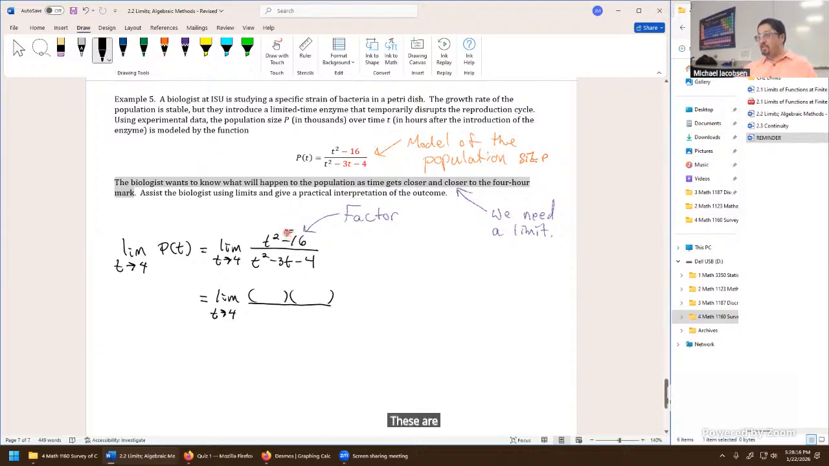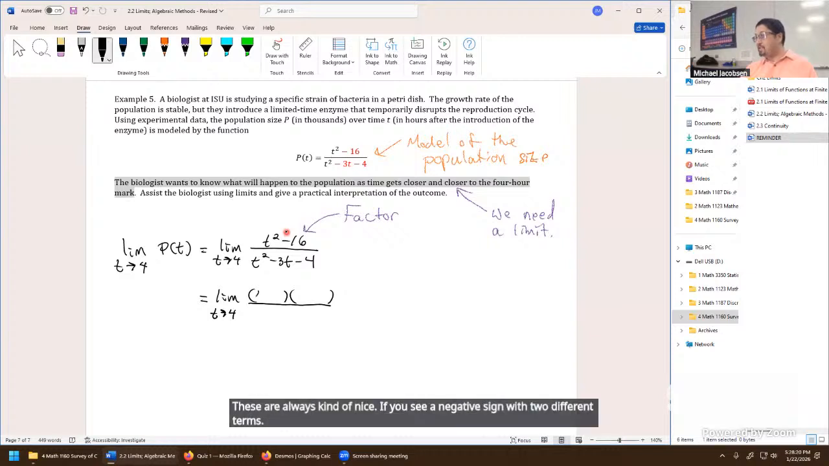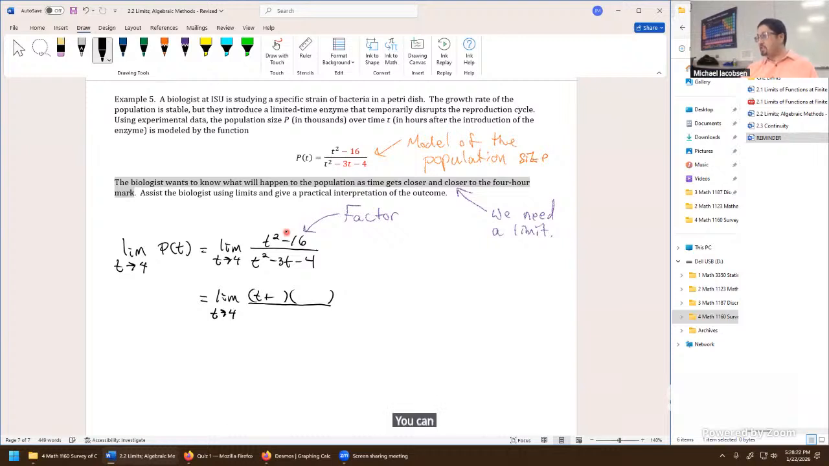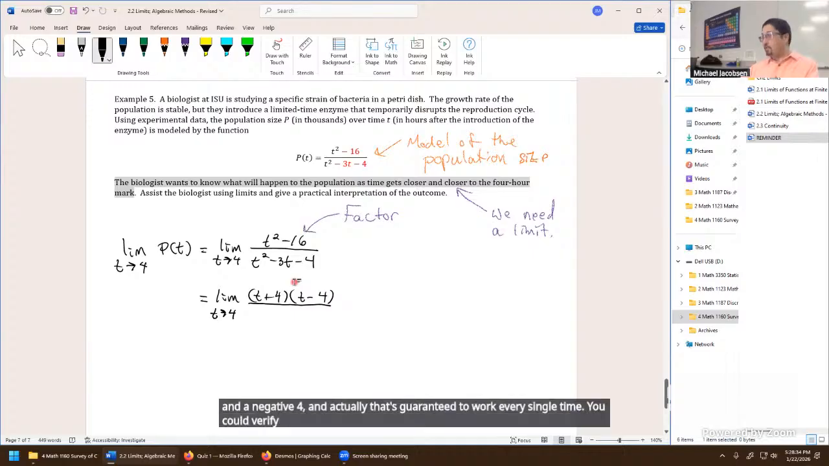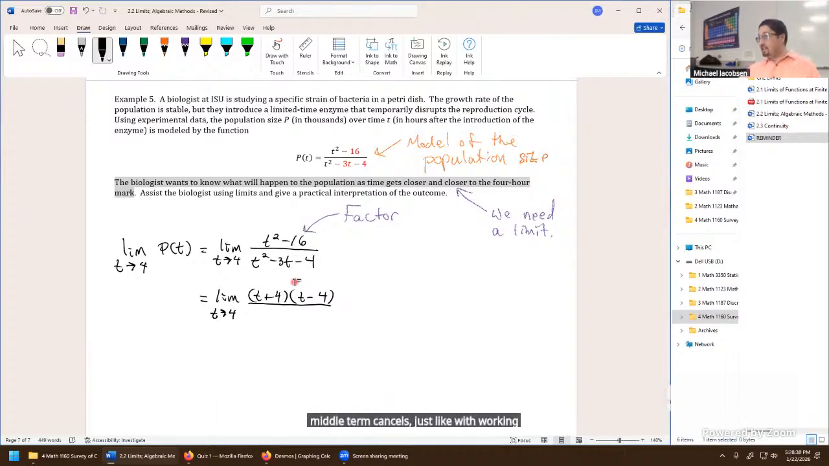These are always kind of nice. If you see a negative sign with 2 different terms, t squared minus 16 means you can go t plus, t minus. 16 is a perfect square, so try with a 4 and a negative 4, and actually that's guaranteed to work every single time. You could verify this by FOILing it out. The middle term cancels, just like when working with the conjugate.